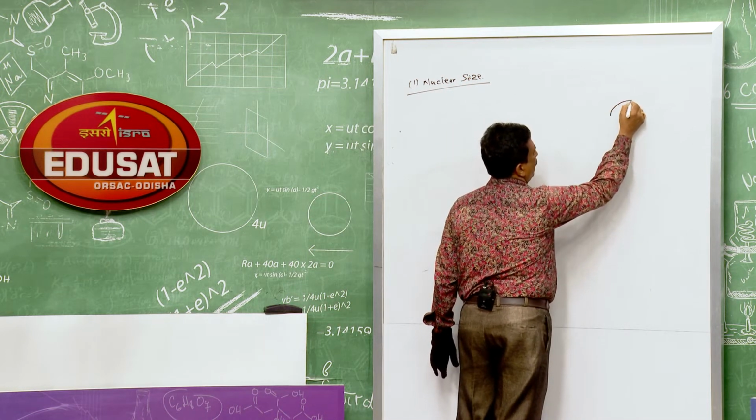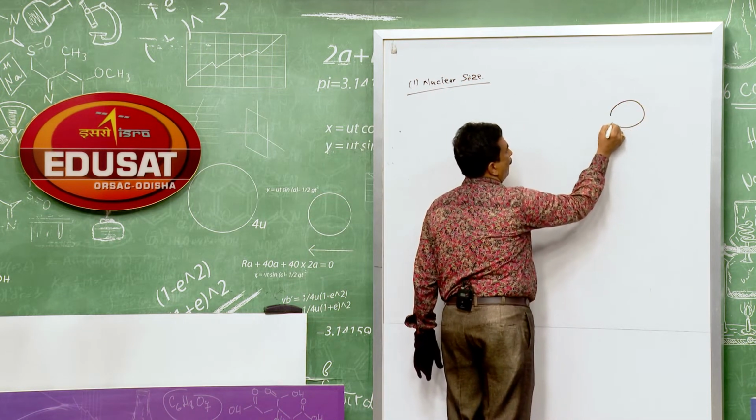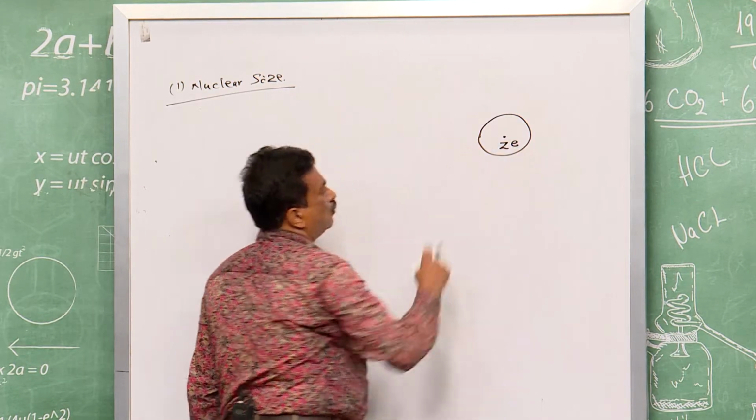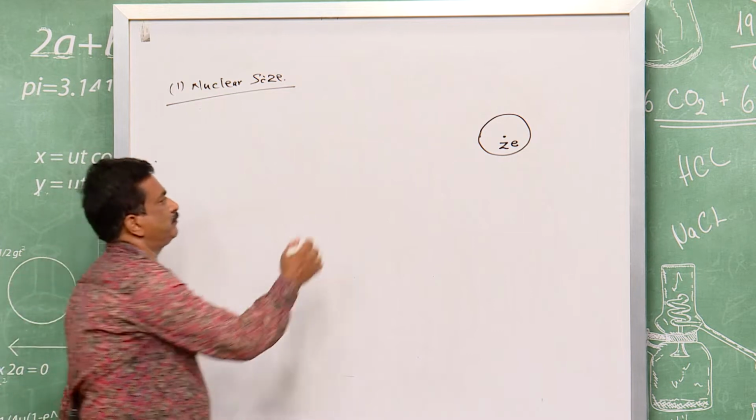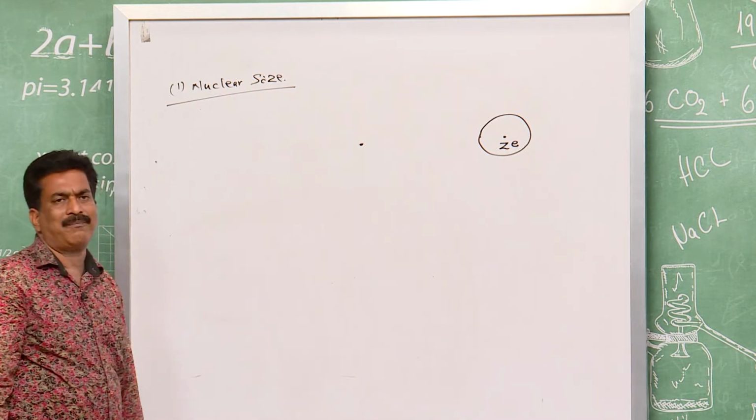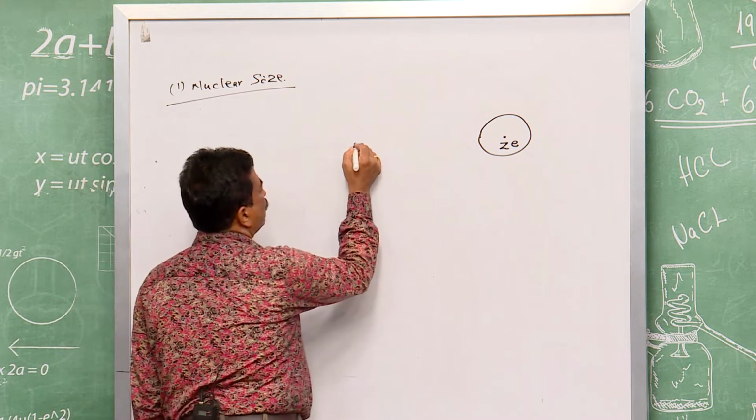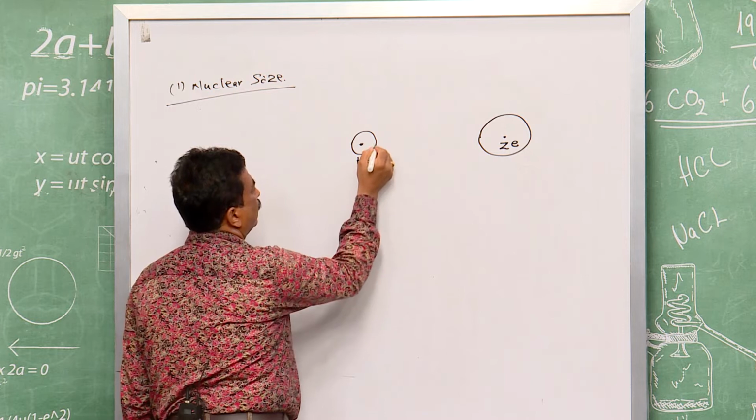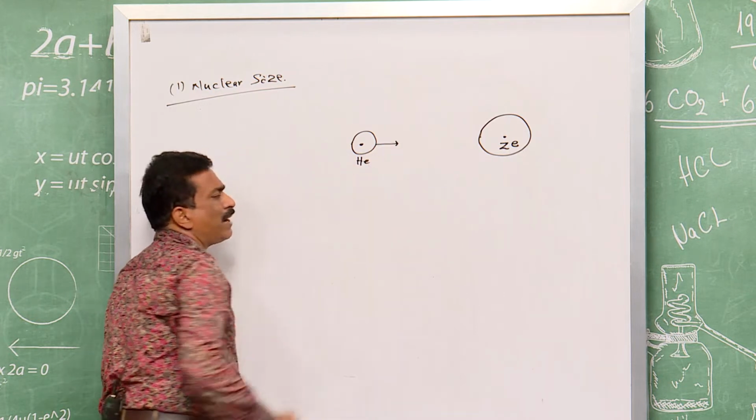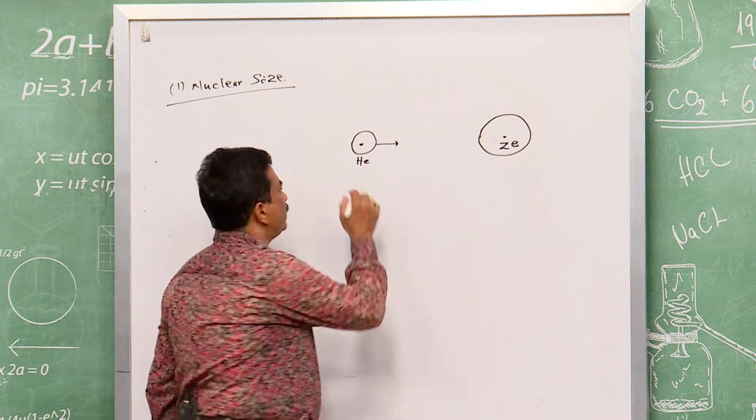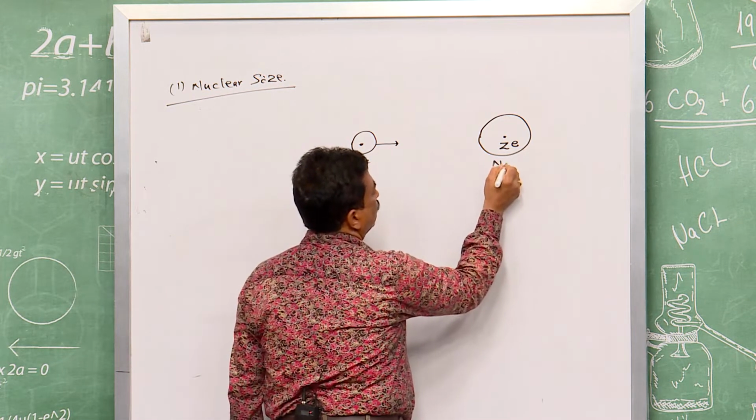Suppose this is the nucleus, whose charge is Ze, and according to Rutherford's alpha scattering, suppose this is a helium atom, and this helium atom approaches towards the nucleus. This is the helium, this is the nucleus.